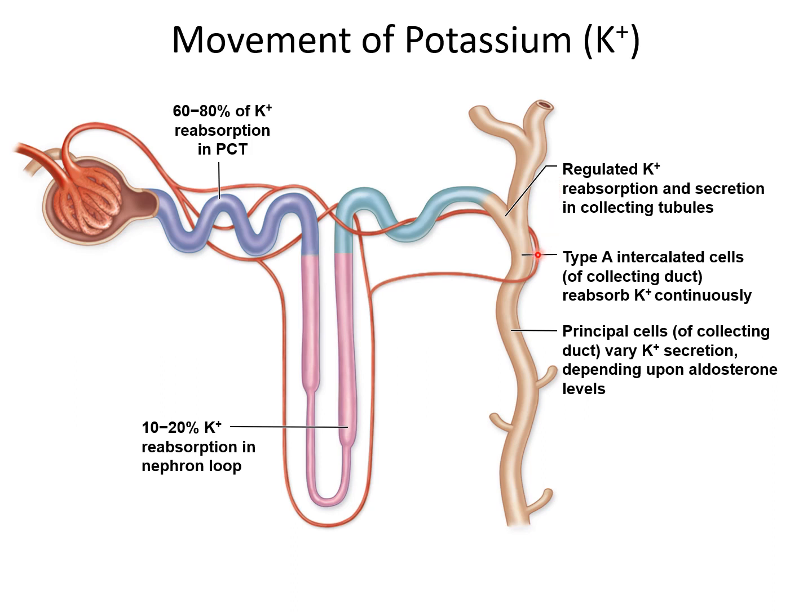Here you have type A intercalated cells that are going to continuously reabsorb potassium. And then you also have principal cells that are going to be responsible for potassium secretion, but how much it does that is going to depend on aldosterone levels. Higher aldosterone levels lead to higher sodium reabsorption, which leads to higher potassium secretion. And just keep in mind, when you talk about secretion, if something's being secreted, that means it is ultimately going to be excreted with the urine.